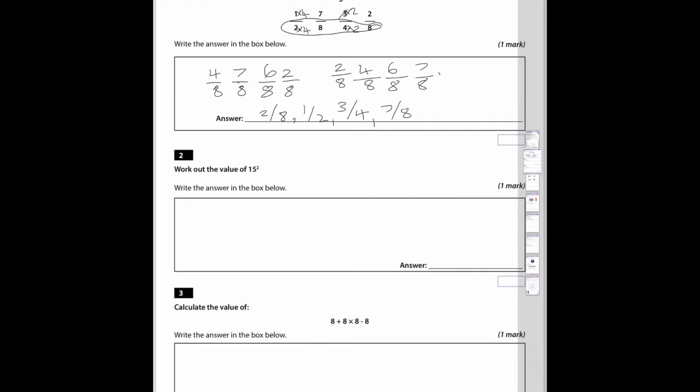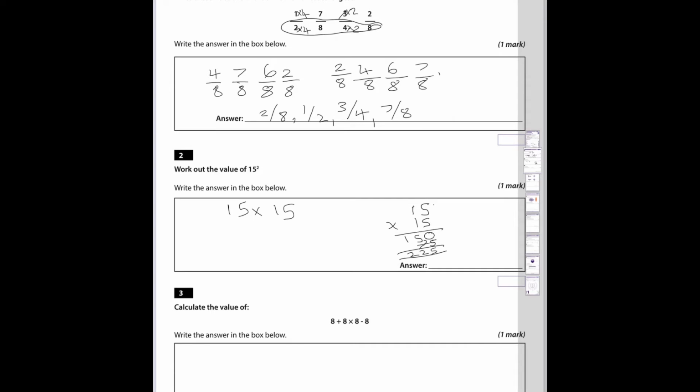Okay, question 2. Work out the value of 15 squared. So 15 squared means 15 times 15. 2 ways you can work that out. You can either do the calculation like this, so 5 ones, so we put a 0 there, 5 ones are 5, 1 1 is 1, 5 5s are 25, 5 is 5, plus the 2 there is 7, which is 225.